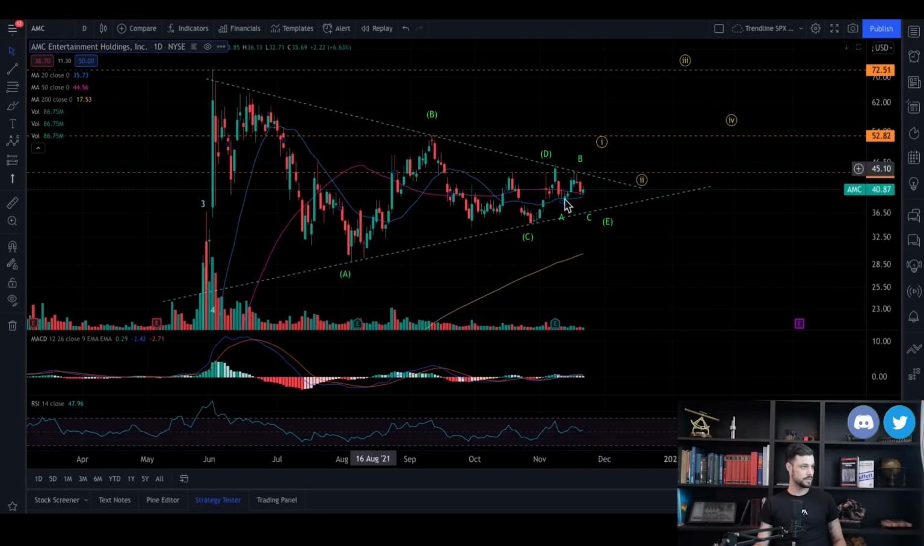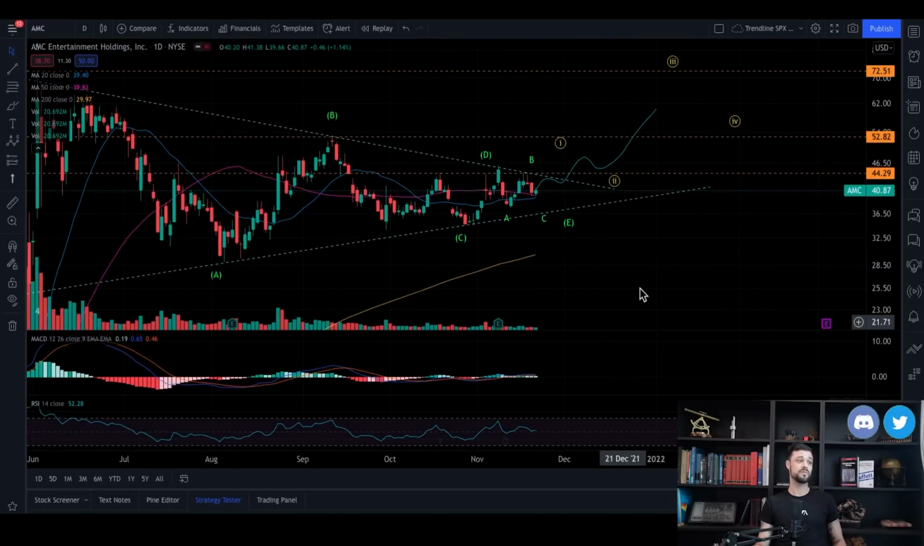My preferred scenario is this: GME pushes higher, maybe pulls back a little bit. So AMC is probably going to test the 44 level, maybe consolidate a bit more, and then move higher.